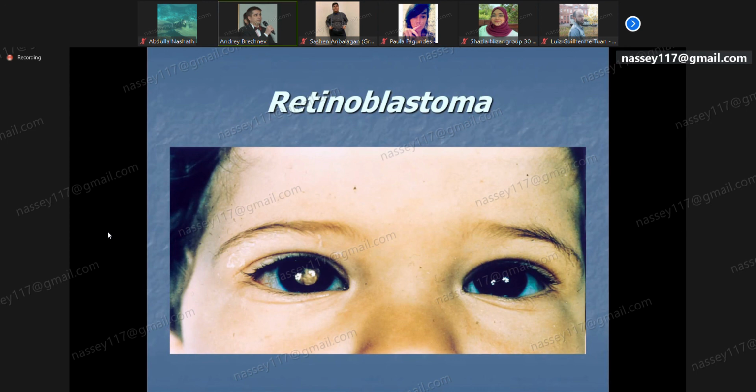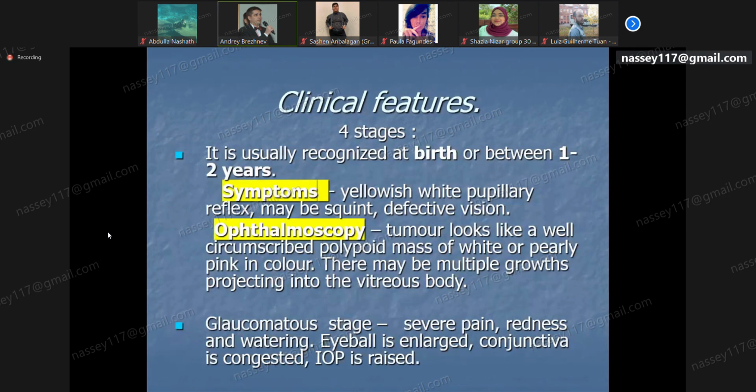The second stage is the glaucomatous stage, when there is severe pain, redness and watering. So in this stage, usually the parents of our small patients come to us because, due to the severe pain, the child is crying, there is redness, watering, all the symptoms. It's clear for the parents that something is wrong. And so they come to us.